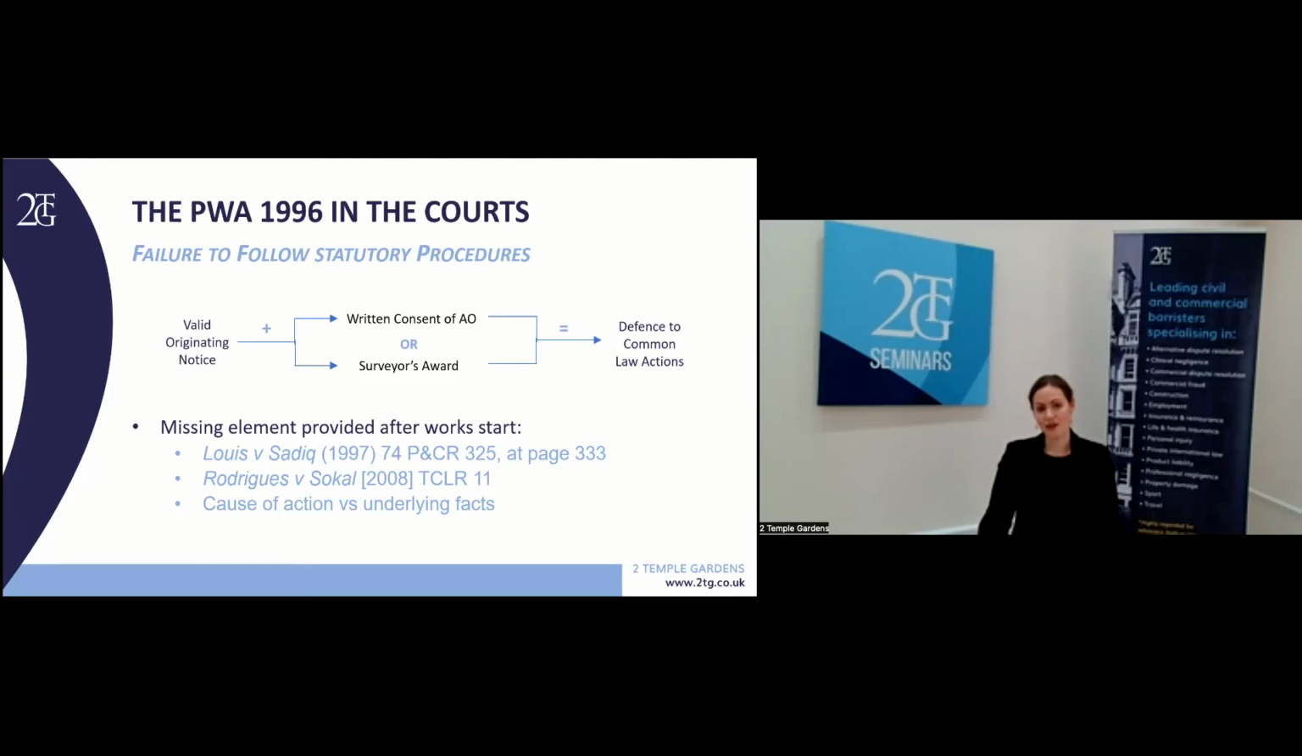Instead, for my money, the key to understanding Rodriguez is the distinction between a cause of action and the underlying facts on which it is based. Now, in Rodriguez, the surveyor's award included the factual finding that no damage was caused to the adjoining owner's property at any stage, either before or after the Act was invoked. As a result of this, if the adjoining owner was to succeed on their claim for property damage, the court would need to make findings of fact which directly contradicted those in the surveyor's award.